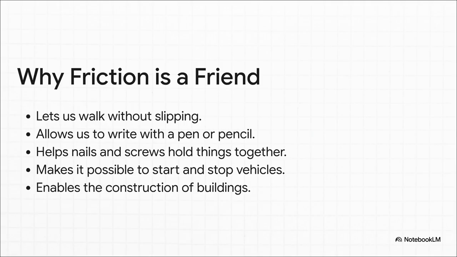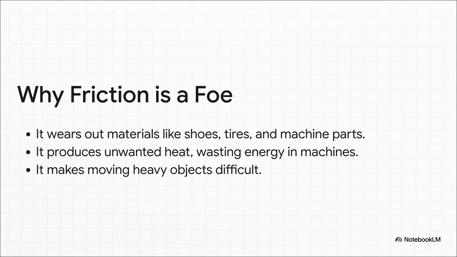It's the grip. When you write with a pencil, friction is literally scraping graphite onto the paper. It's why nails stay in walls, why cars can stop when you hit the brakes, and why entire buildings don't just slide apart. Seriously, without friction, our world would be just an uncontrollable, slippery mess. But there's a dark side.